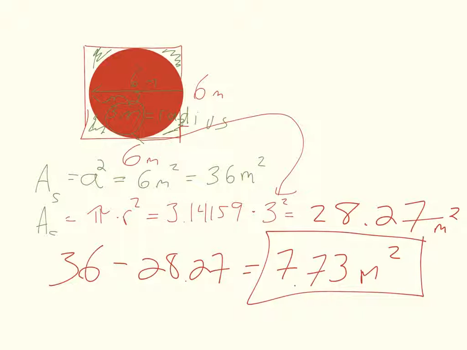All right, I have 7.73 square meters, or meters squared. That's the area then of the little green area, that little green area of the corners. All right, next idea.